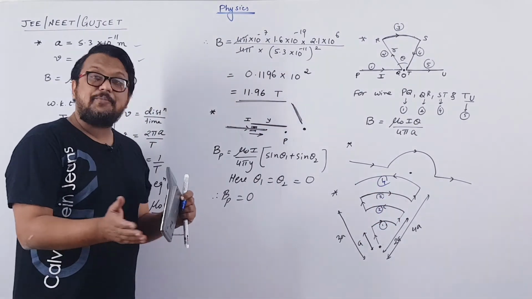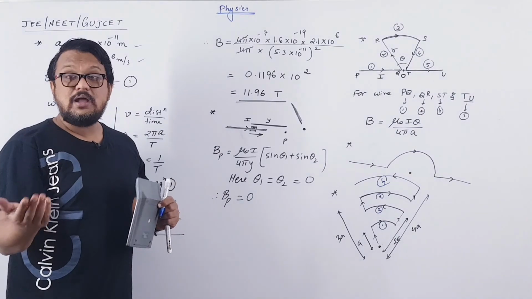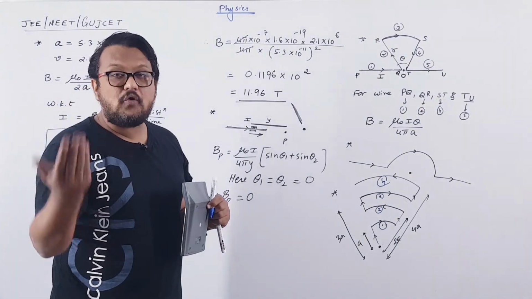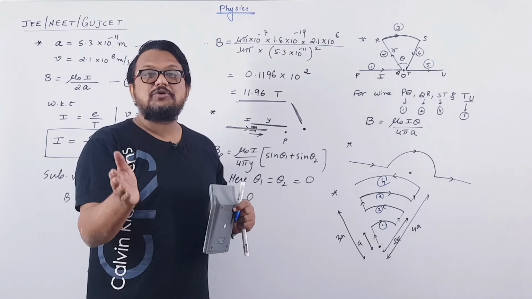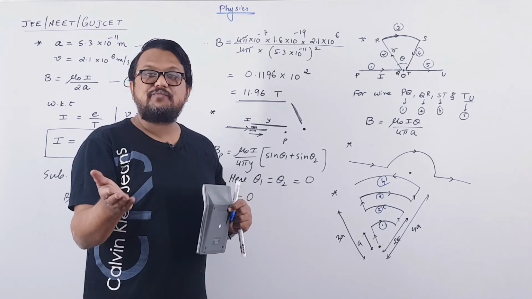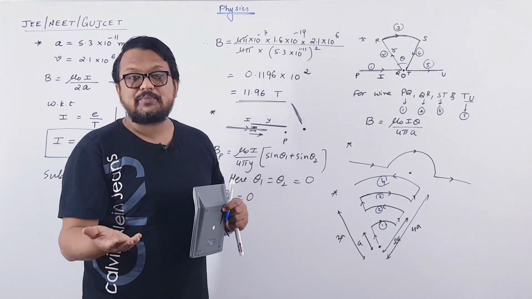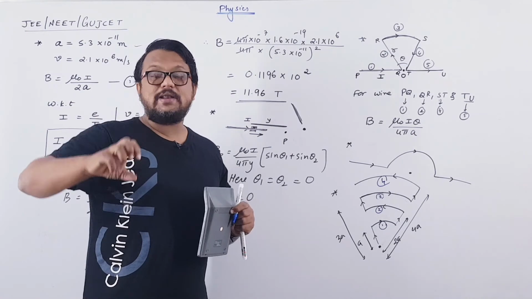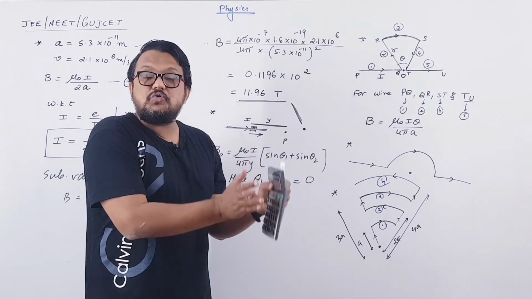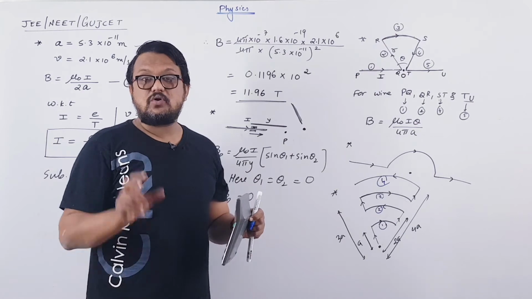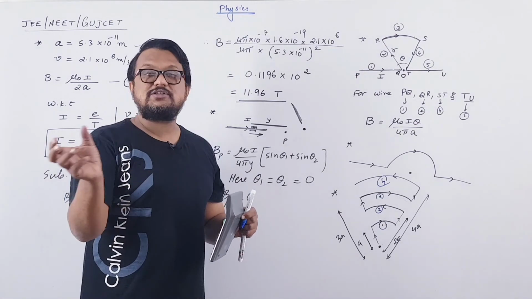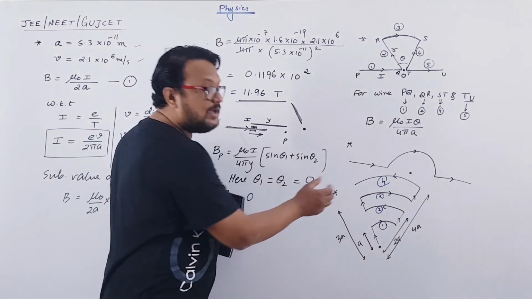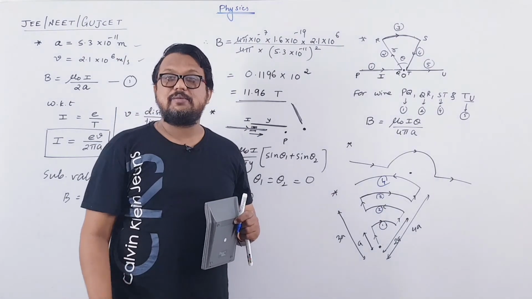So magnetic field produced by 1 and 3 will be added up, and magnetic field produced by 2 and 4 will be added up, right? But magnetic field due to 1 and 3 and magnetic field due to 2 and 4 are in opposite direction. So the final will be difference of magnetic field produced by 1 and 3 and 2 and 4. That will be your final answer.